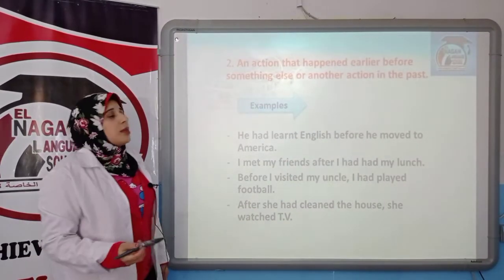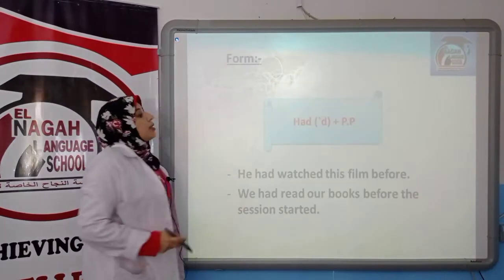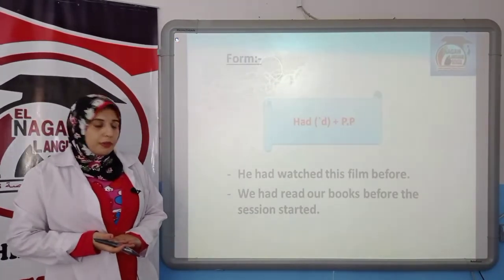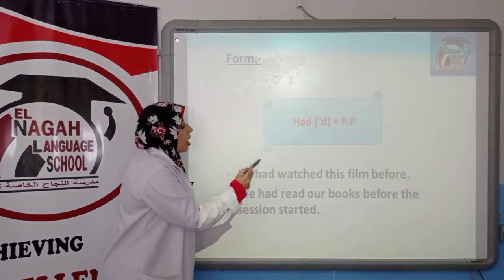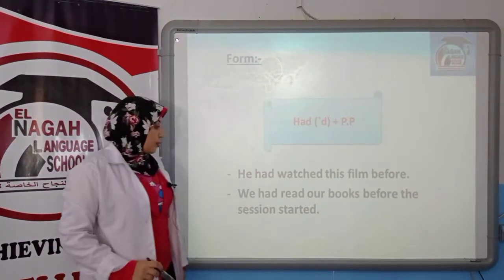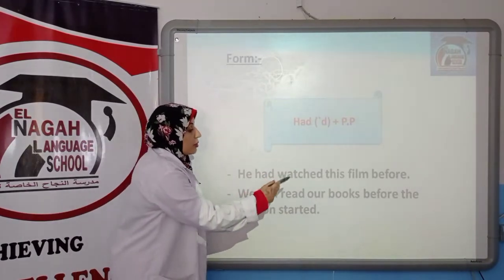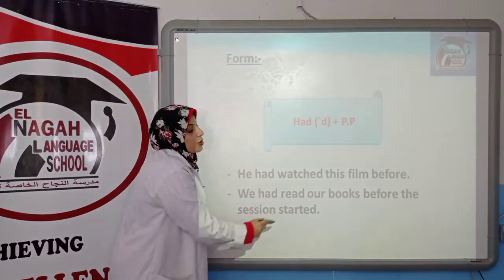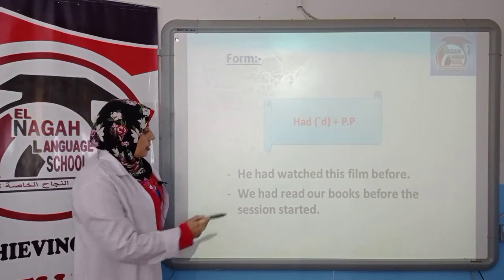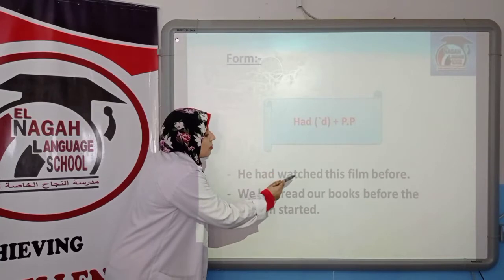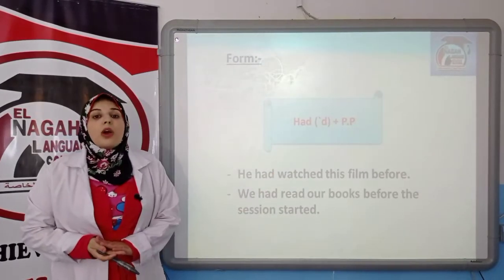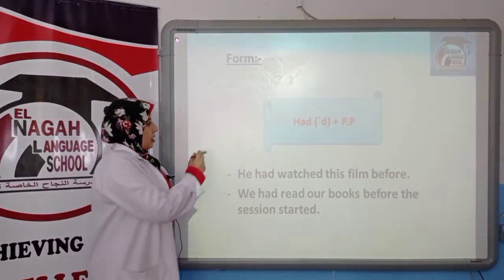What about the form of the past perfect? Look at the examples. He had watched this film before. We had read our books before the session started. Here, the form is had plus past participle.